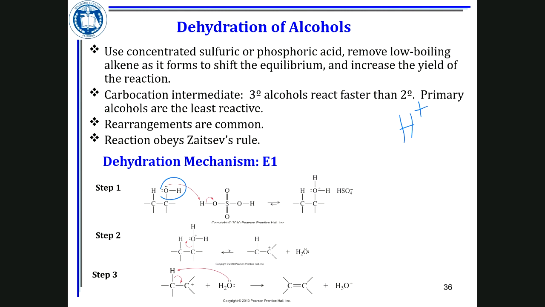The catalyst that is going to help this reaction is H plus coming from a strong acid. The strong acid that is used in this reaction is sulfuric acid, concentrated sulfuric acid. You can't use dilute sulfuric acid at all. So it has to be concentrated sulfuric acid.